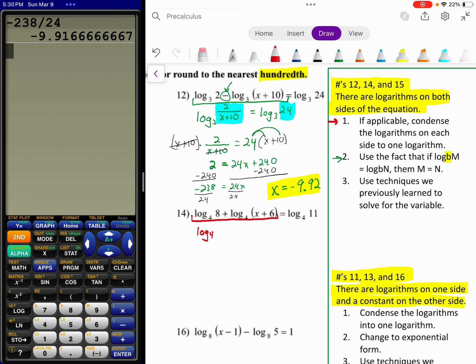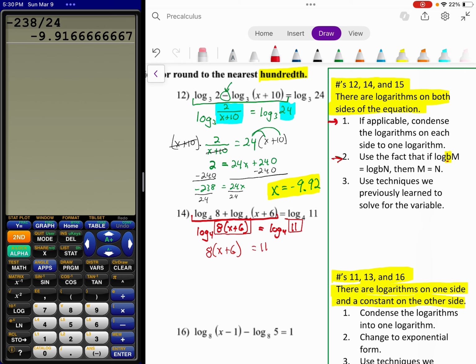So log base 4 of 8 times x plus 6 equals log base 4 of 11. And now we're in step 2, where log base b of m, so log base 4 of, this is kind of like our m, equals log base 4 of n, then those two things that I just boxed in must be equal to each other. So 8 times x plus 6 equals 11. Now you could have distributed at the same time, but we'll just write it like this.